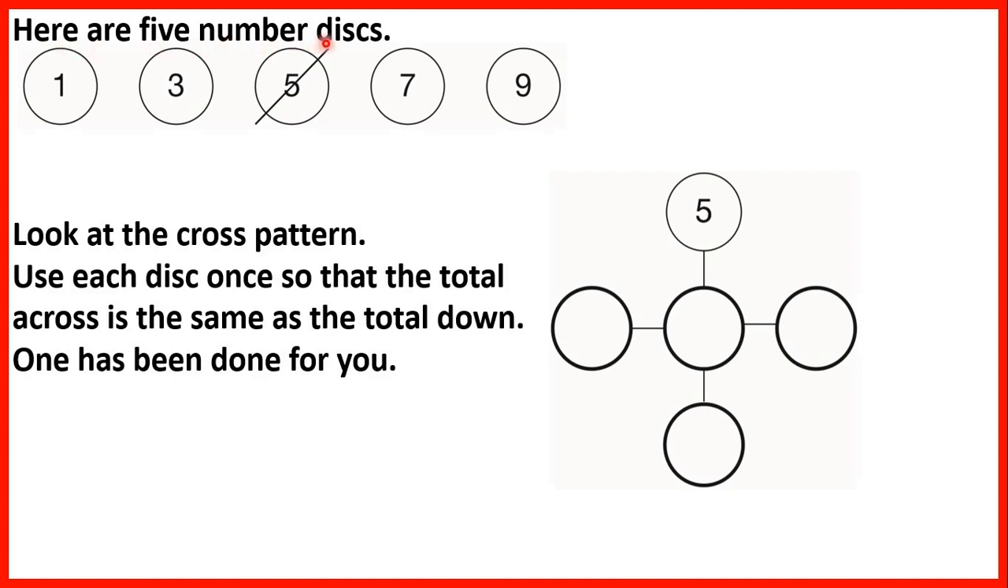Here are 5 number discs. Look at the cross pattern. Use each disc once so that the total across is the same as the total down. One has been done for you.